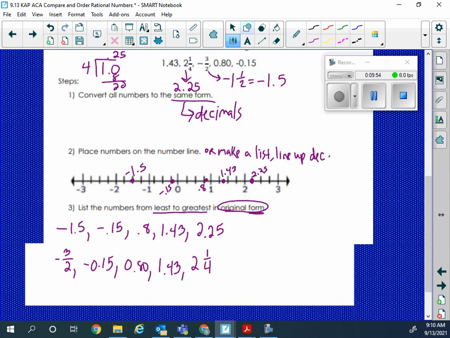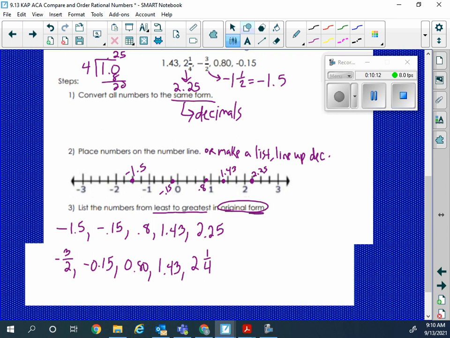Why do you think we want you to put them back in their original form? Any guesses? This was a multiple choice test, which you take a lot, are your answers going to look like the top ones or like the bottom ones? They're going to look like the bottom ones. They're going to put the original forms.